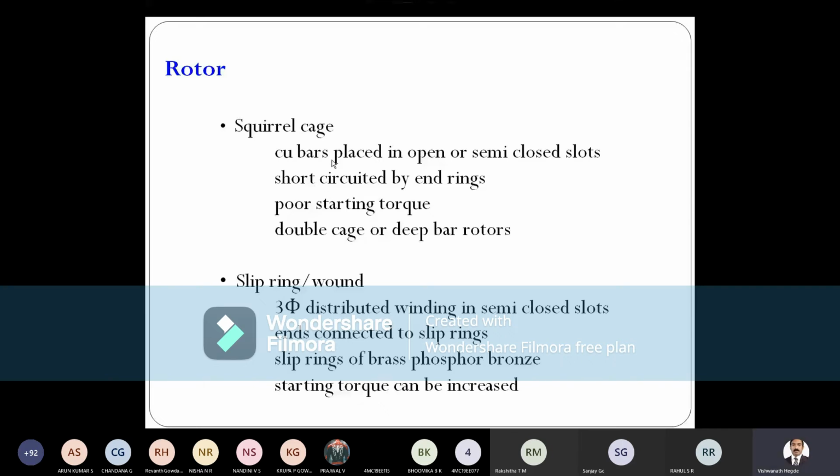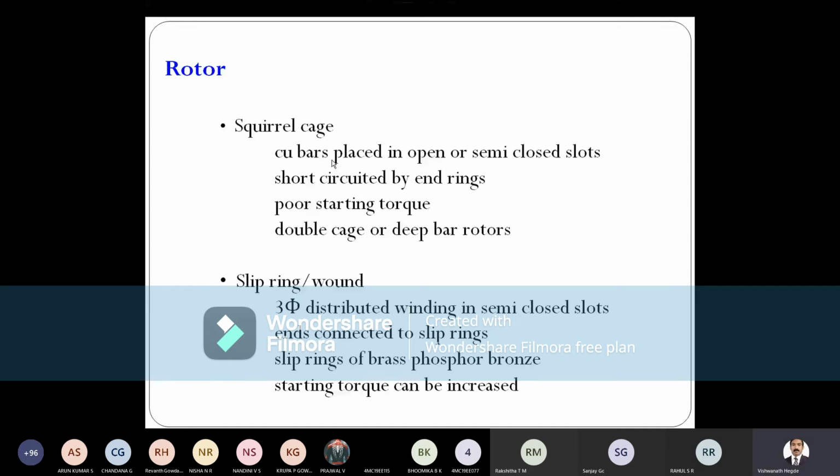Because the copper bars are placed, the cross section of the bars is quite high, and hence the rotor resistance will be quite small. See, in the rotor slots, there is one copper bar in one rotor slot. Either they are circular or rectangular in size, so cross-sectional area will be high.